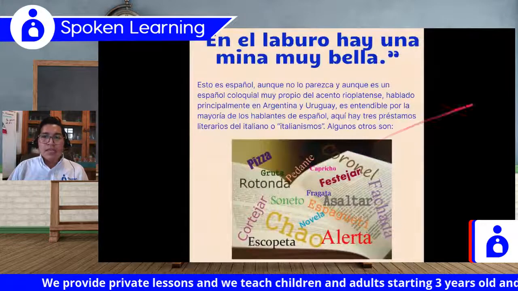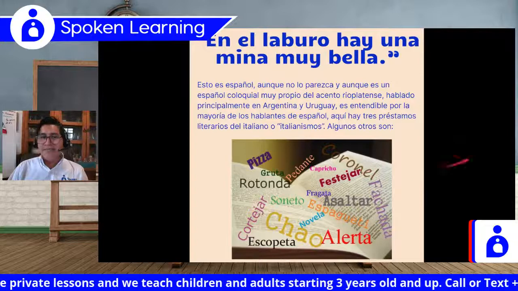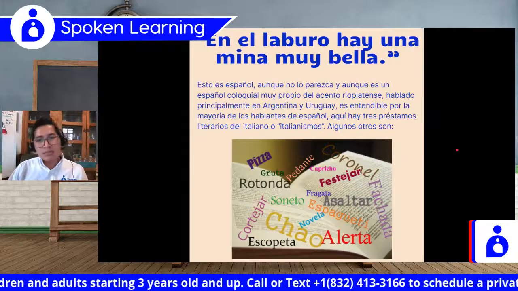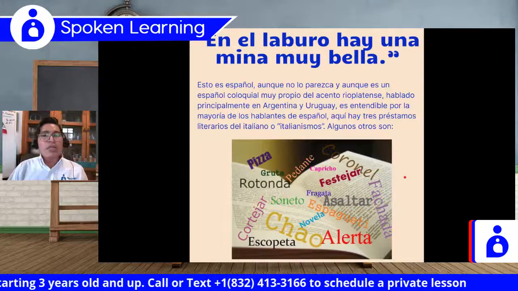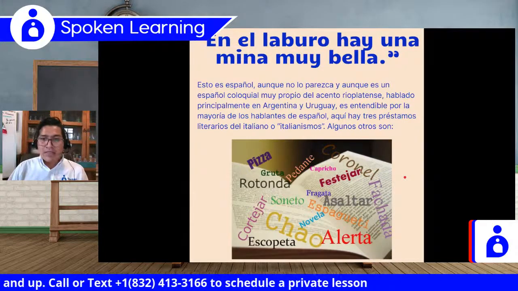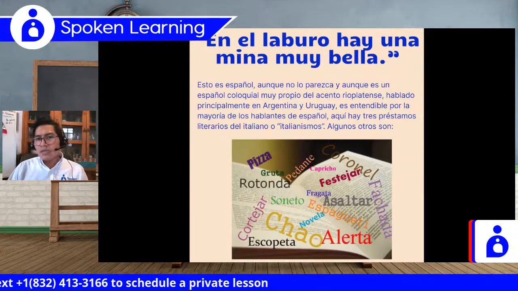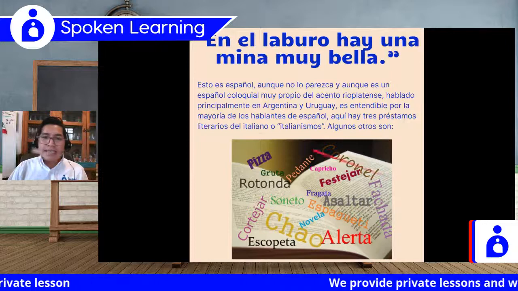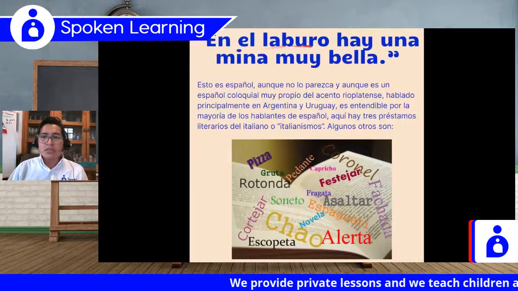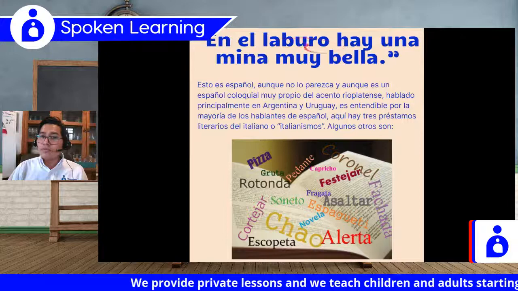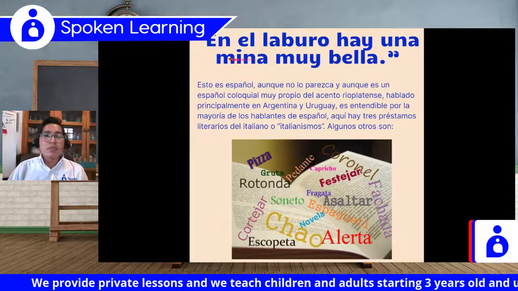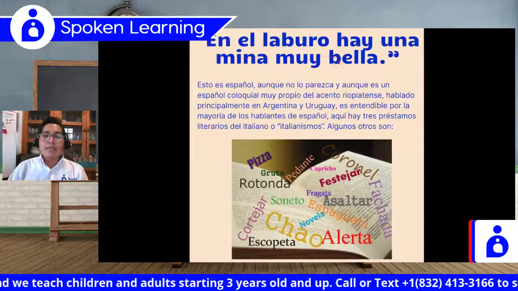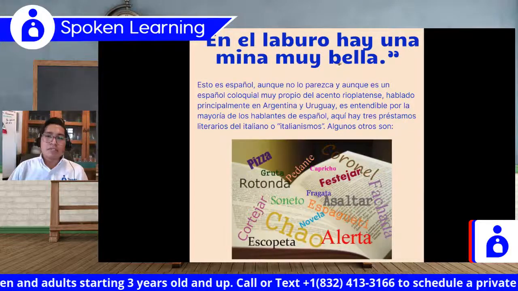Italiano. En el laburo hay una mina muy bella. Believe it or not, esto es español, aunque no lo parezca. Y aunque es un español coloquial, it's jargon, muy propio del acento rioplatense, hablado principalmente en Argentina y Uruguay, es entendible para la mayoría de los hablantes de español. Aquí hay 3 préstamos en esta oración. There are 3 allowances from Italian. Laburo, which is the job. Mina, which is a girl or a woman, or young woman mainly, and bella, of course, from Italian.